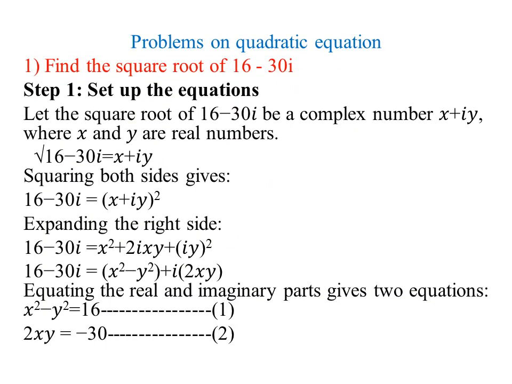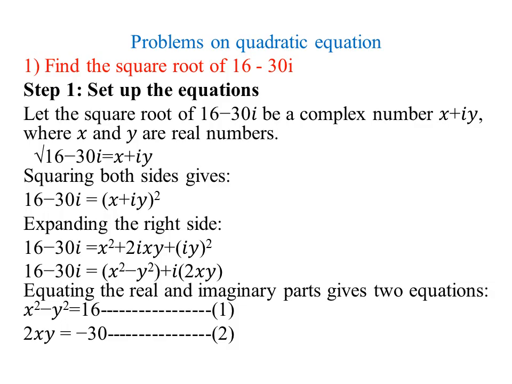Here we have the first problem, that is, find the square root of 16 minus 30i. Let the square root of 16 minus 30i be a complex number x plus iy, where x and y are real numbers. Therefore, root of 16 minus 30i is equal to x plus iy. Squaring on both sides, we get 16 minus 30i is equal to (x plus iy) whole square.